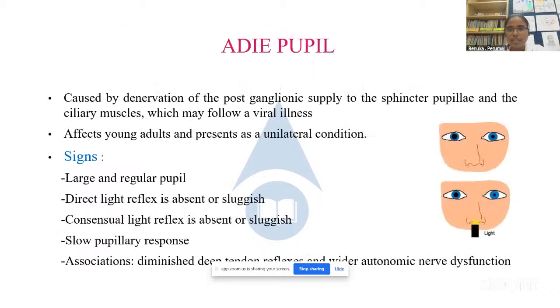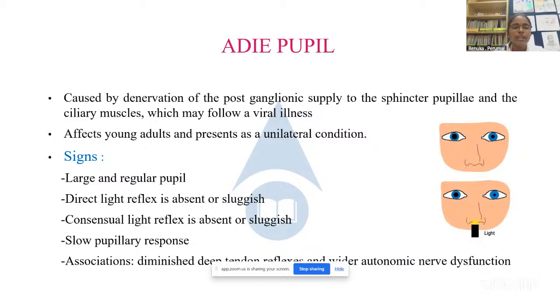Next we will be seeing a new condition, which is Adie's pupil. It is caused by the denervation of the postganglionic supply of the sphincter pupillae and the ciliary muscle, which may follow a viral illness. It mostly affects young adults, and it is also a unilateral condition. The first sign that we will note in Adie's pupil is a large and regular pupil.